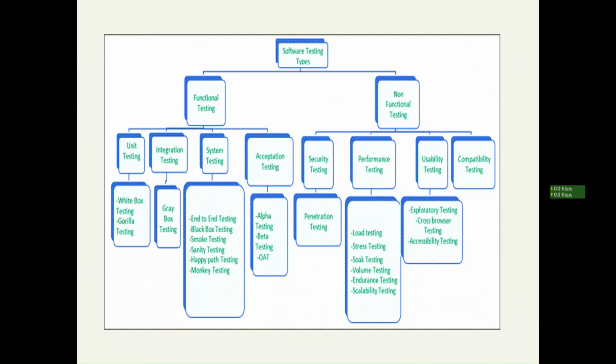What do you mean by functional? Checking the functionality of an application, like login, search, book, cash withdrawal, pin change, balance enquiry, right? For booking a ticket, selecting a ticket, all these things are functional.